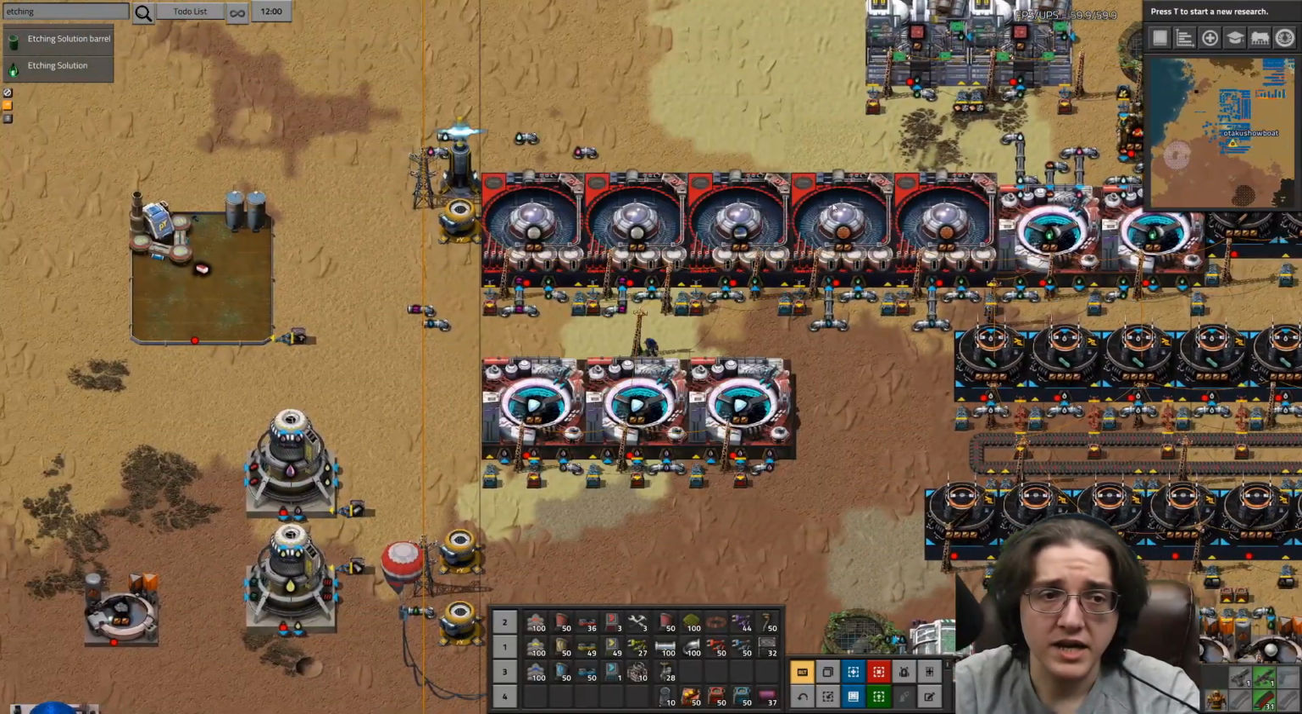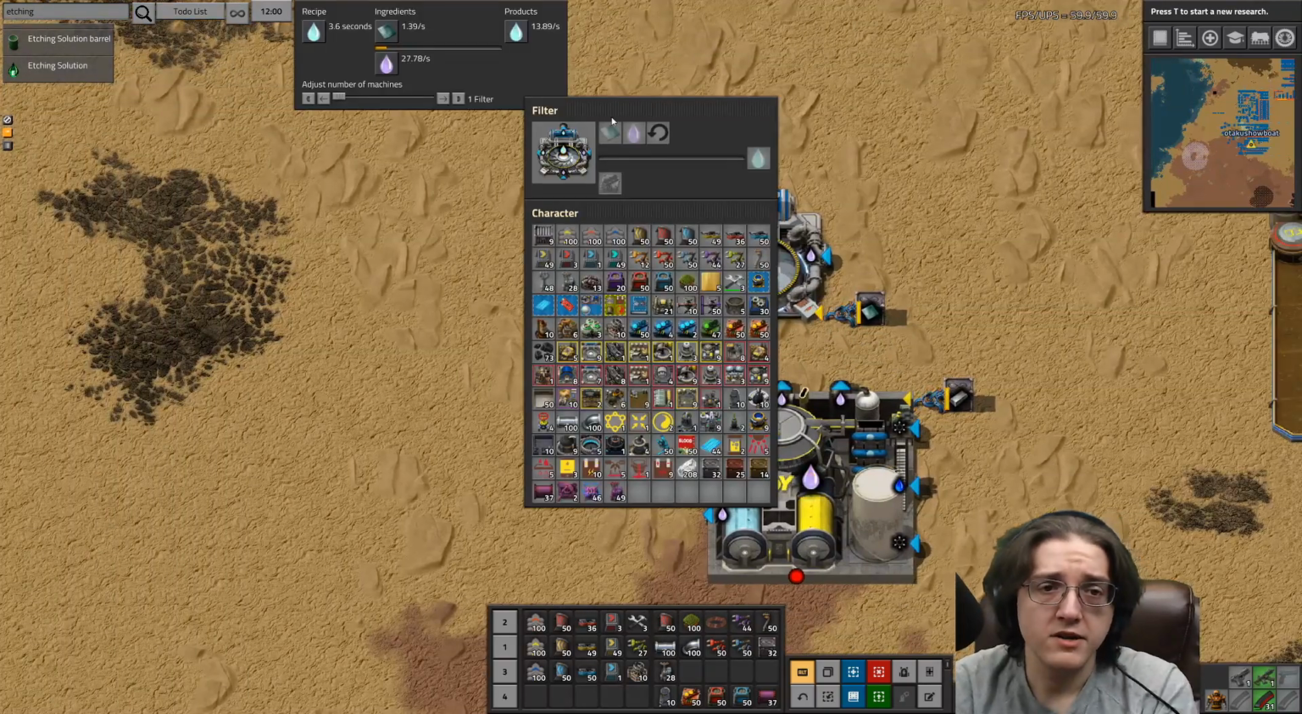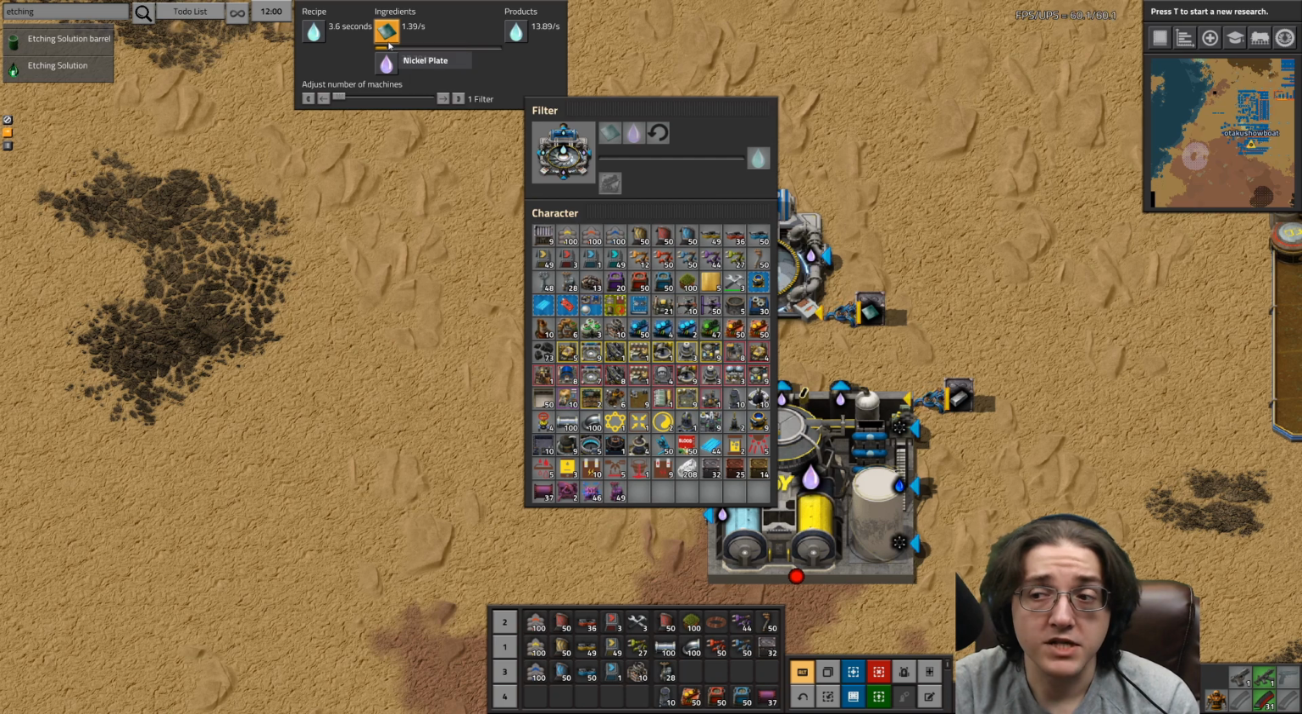On the hydrogen peroxide side of things, hydrogen peroxide is made out of nickel, so you will need nickel plates, as well as this stuff, anthraquinone. I'll just call it anthraquinone.